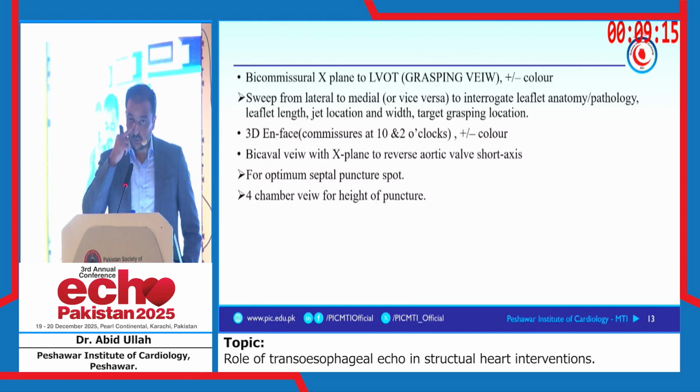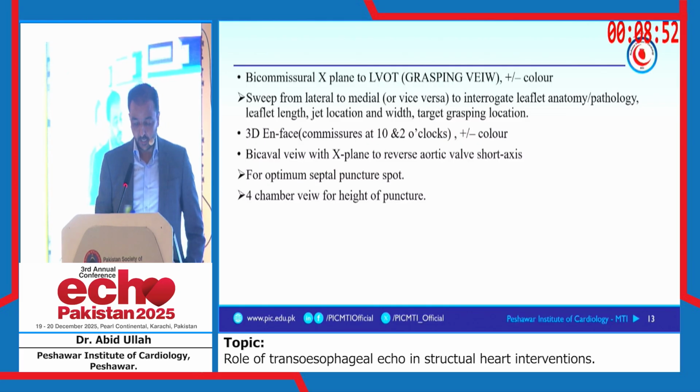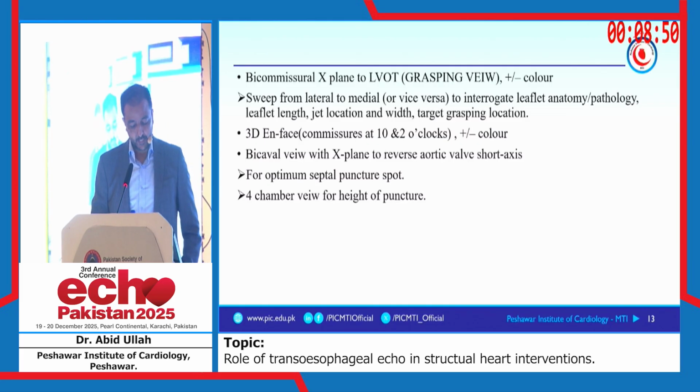That's where the LVOT 120-degree view comes into play. The 3D en-face view is very important, and it's very important to get it right so that the imager and the implanter are on the same page. You need to do your Z rotation so that your aorta comes anteriorly, on top of your mitral valve, and the commissures need to be at 10 and 2 o'clock, and we put the color on. I'll be showing some pictures of that.